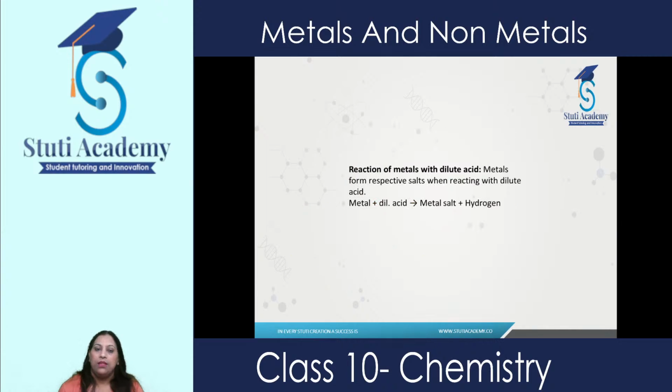Then we have the reaction of metals with dilute acid. When metals react with acid, they result in the formation of salt and hydrogen gas is liberated. Now look at the examples of such kind of metals when they react with dilute acids.